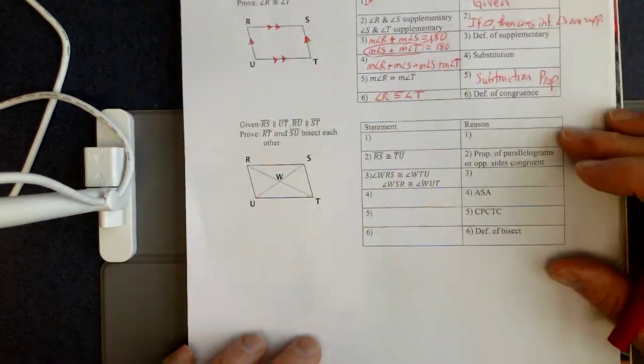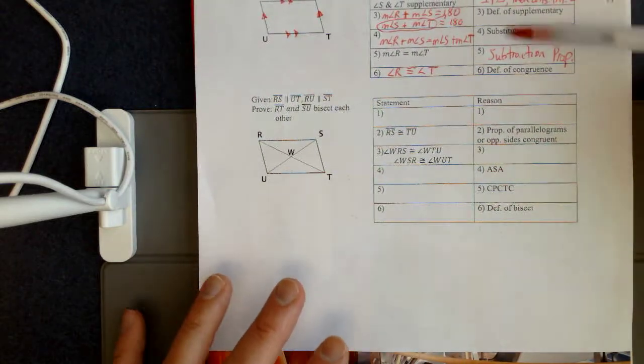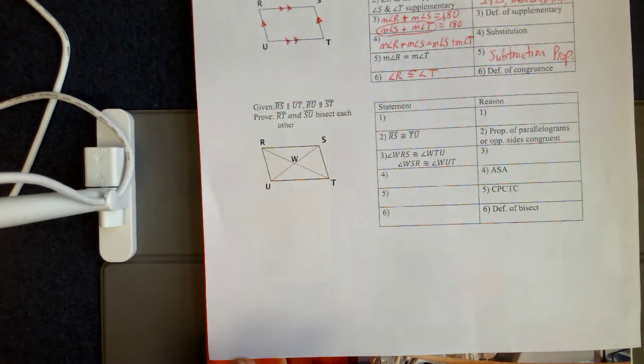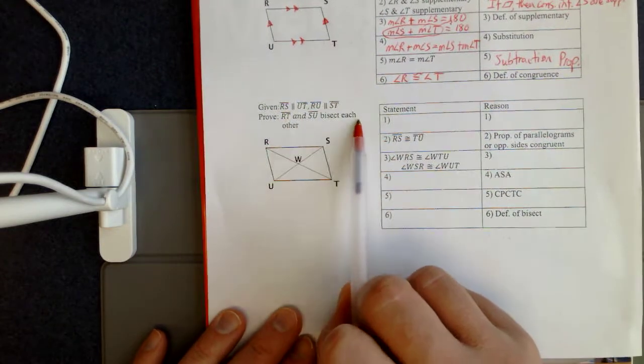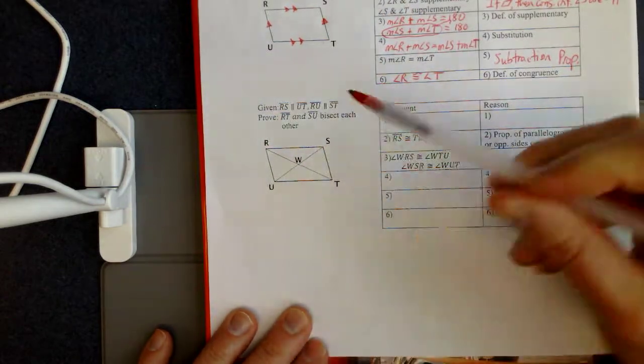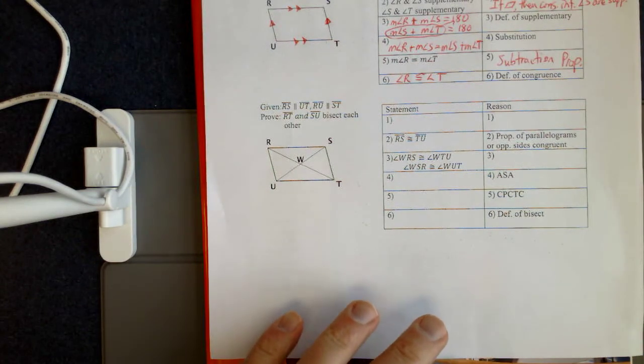All right, last one. Third proof is going to start off the same way. We've got opposite sides are parallel to each other. That makes the figure a parallelogram. This one we're going to prove that RT and SU bisect each other. RT is a diagonal, SU is a diagonal. This is our theorem that says if it's a parallelogram, the diagonals bisect each other. We're going to prove that right here.